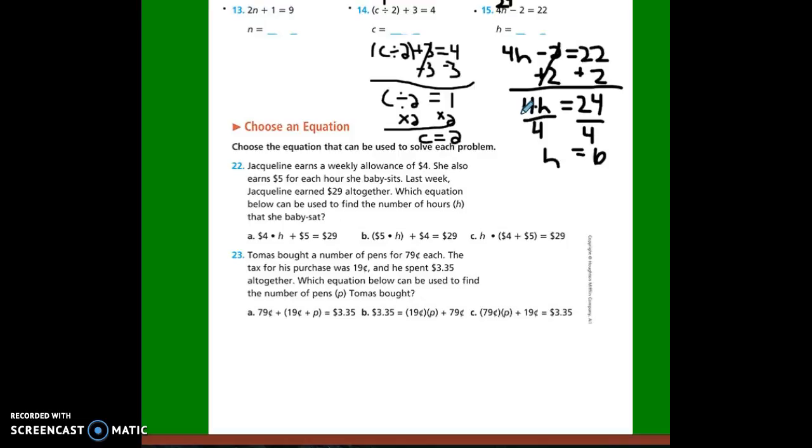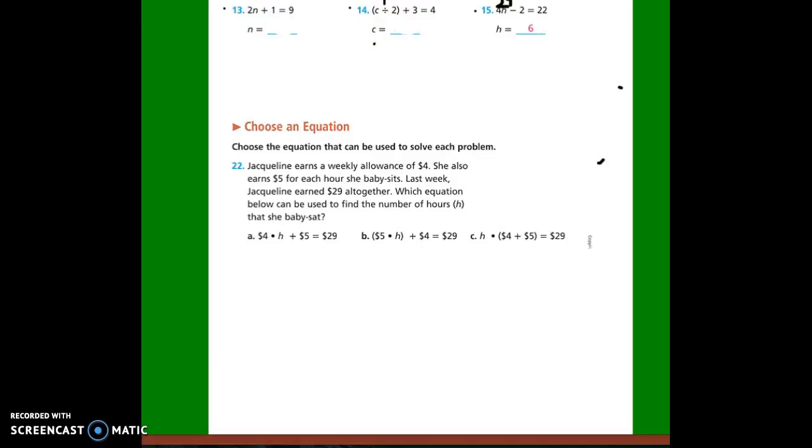All right. I think we have time for at least one of these, maybe two, but we'll try number 22 here. All right, so in this problem it says, Jacqueline earns a weekly allowance of $4. She also earns $5 for each hour she babysits. Last week, Jacqueline earned $29 altogether. Which equation below can be used to find the number of hours that she babysat?